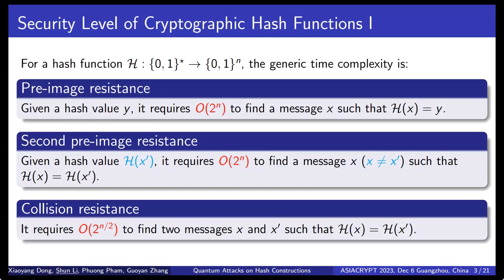The difficulty is based on the generic algorithm to break them. For pre-image and second pre-image resistance, a generic algorithm requires 2^n time complexity to find the message x. For collision resistance, the generic algorithm requires 2^(n/2) time complexity to find the messages x and x'.